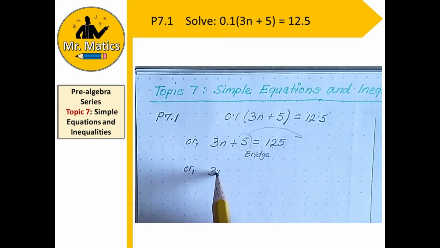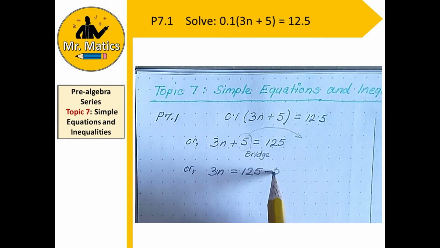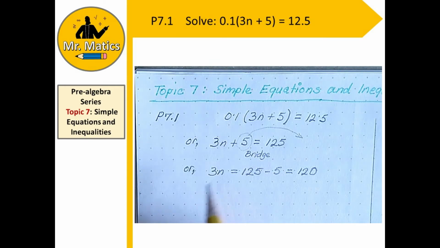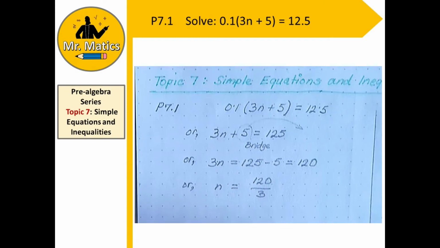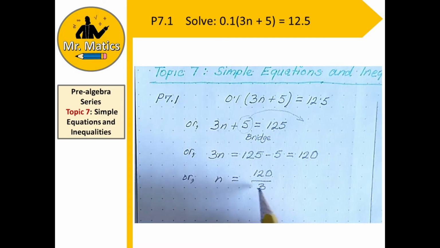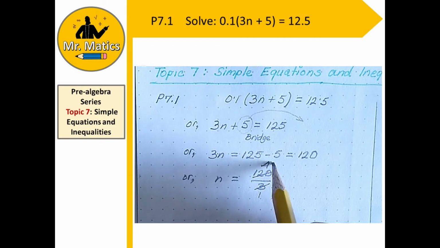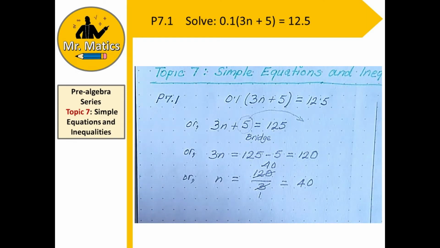So 3n equals 125 minus 5, which we know is 120. And then again we solve for n directly from here. It is 120 by 3. The factor 3 will cancel from top and bottom. Answer is 40.